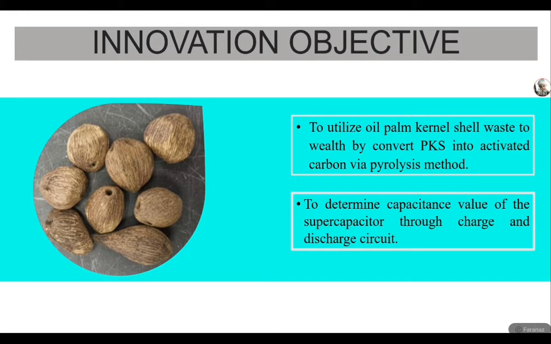Innovation objectives. Number 1: to utilize oil palm kernel shell (PKS) waste by converting PKS into activated carbon via the pyrolysis method. Number 2: to determine the capacitance value of the supercapacitor through a charge and discharge circuit.